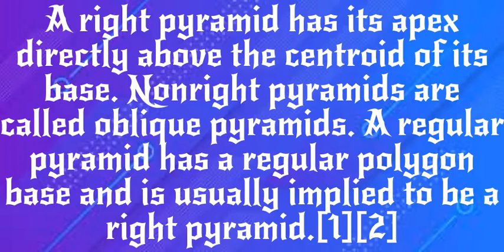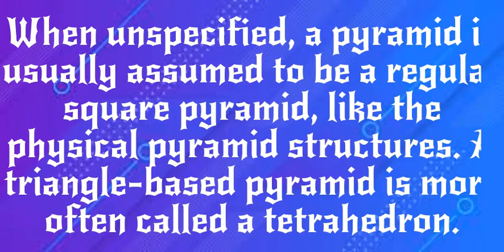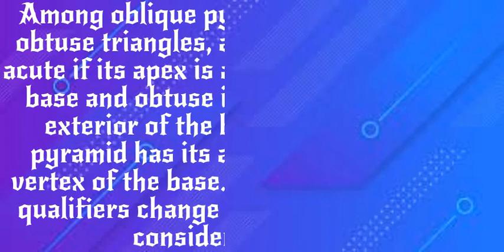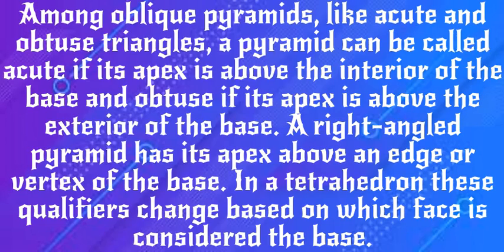Pyramid. In geometry, a pyramid is a polyhedron formed by connecting a polygonal base and a point, called the apex. Each base edge and apex form a triangle, called a lateral face. It is a conic solid with polygonal base. A pyramid with an n-sided base has n+1 vertices, n+1 faces, and 2n edges. All pyramids are self-dual. A right pyramid has its apex directly above the centroid of its base. Non-right pyramids are called oblique pyramids.